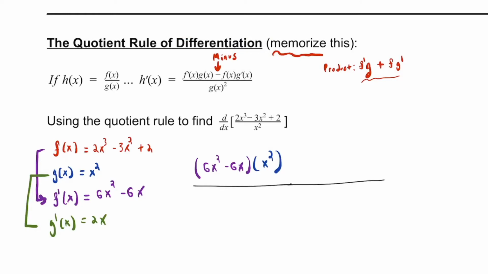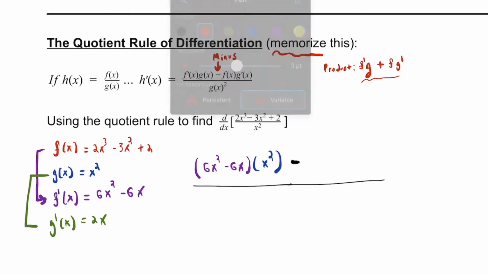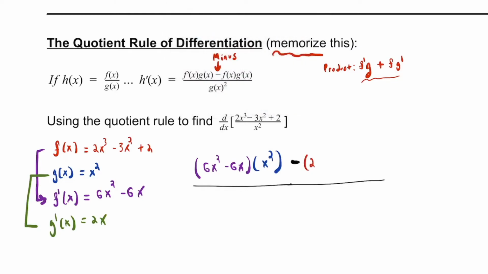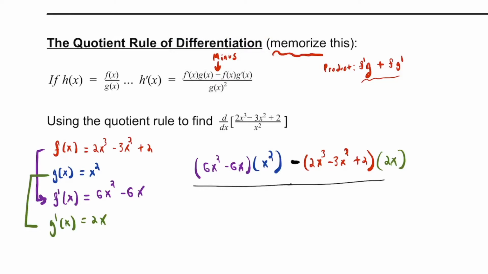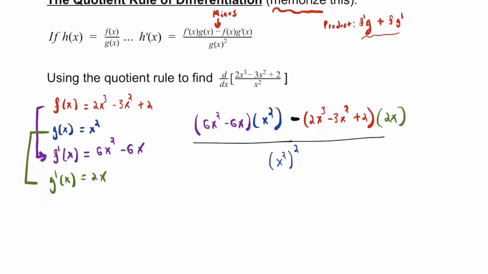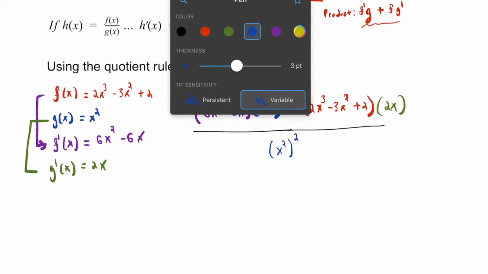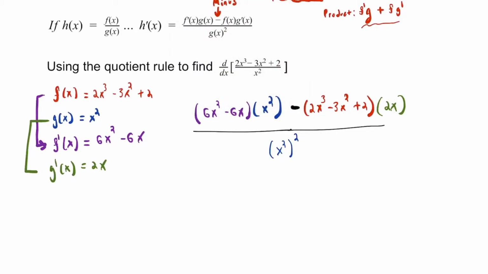not done yet, minus, now we need f, regular old f, 2x cubed minus 3x squared plus 2, f times g prime, which is 2x. And all of this is going to be over g of x, which is just x squared, squared. Okay? So, boy, we've got a lot there. Let's go ahead and think about quick ways to simplify this down to show that it is still the same.